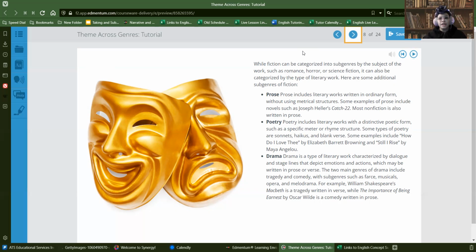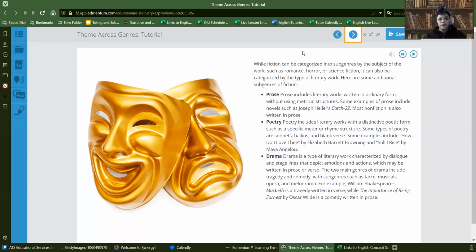Poetry usually has a distinctive poetic form. So you've got line breaks everywhere. There's usually rhyme structure. There's a pattern with the words. They rhyme at the end and stuff like that. We know what poetry looks like, but it's its own subcategory because not everything that's written is poetry.